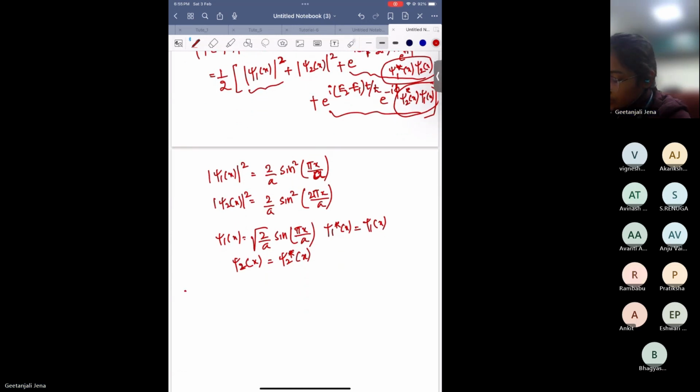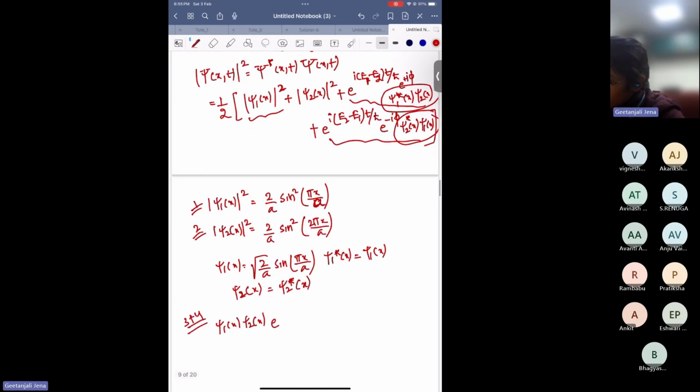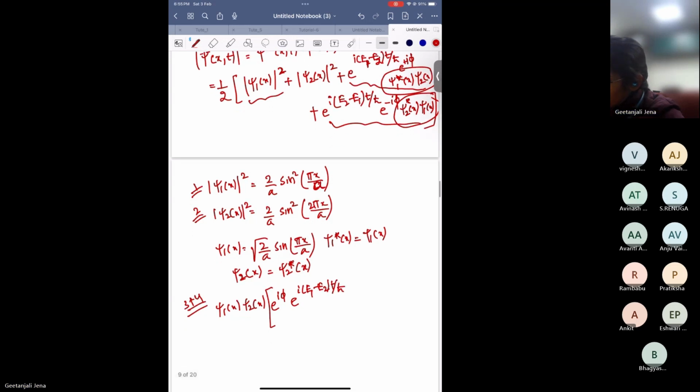So the third plus fourth term, this is the first term, this is the second. The third plus fourth term will give psi 1 x, psi 2 x, and e to the power i phi (E1 minus E2) t by h bar, plus e to the power minus i phi, e to the power i (E2 minus E1) t by h bar.